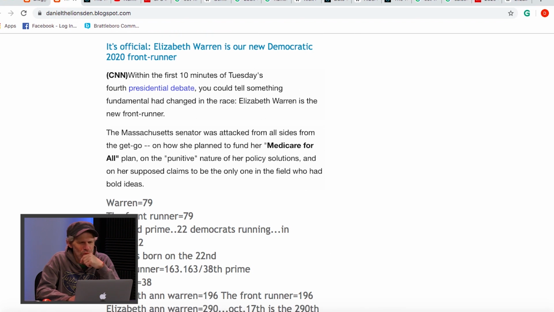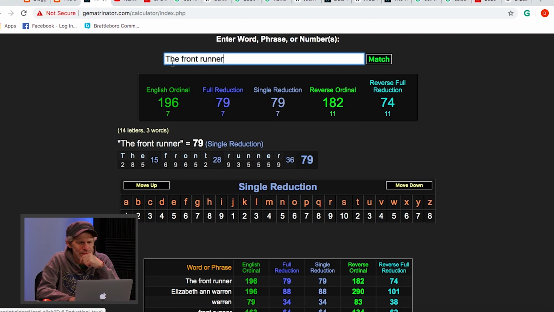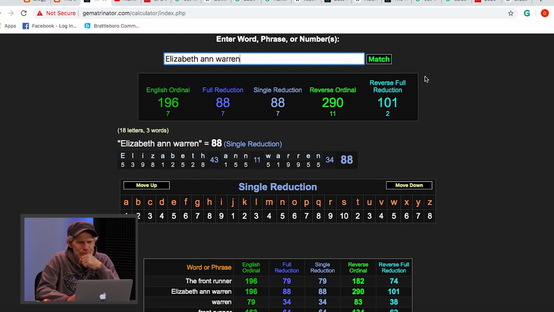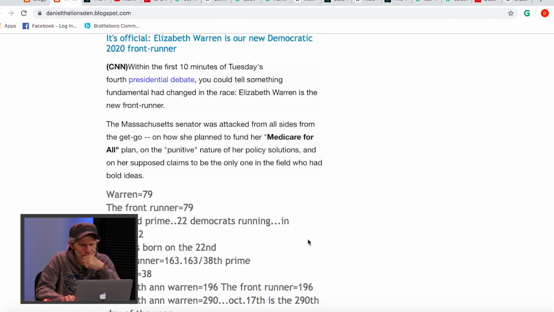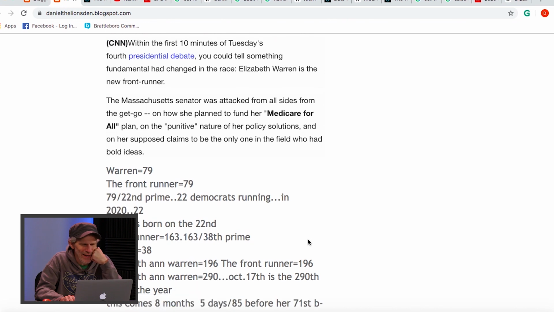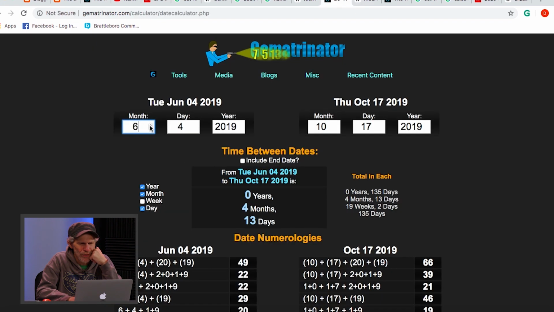So also Elizabeth Ann Warren, 290. The story came out on the 290th day of the year. 290, see that? And this is October 17th, right? October 17th, the 290th day of the year. That's why we're talking about Elizabeth Warren. They do everything by this code. And the days on the calendar. So this comes 8 months and 5 days, or 85 before her 71st birthday. And I'll show you that. Elizabeth Warren, born on the 22nd.